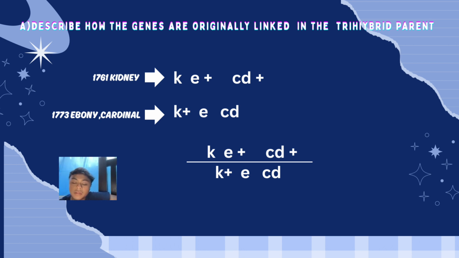Question A: describe how the genes are linked in the trihybrid parent. First of all, determine the gene linkage by finding the two highest progeny classes, 1761 and 7073, which represent our parental types. From this, one parental chromosome carries the mutant allele K and E and CD, while the other chromosome carries the wild-type alleles. This gives us the original linkage arrangement of K E plus CD over plus plus K plus E CD.